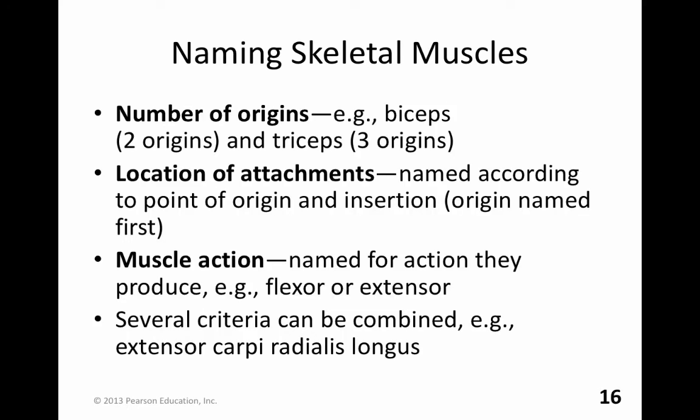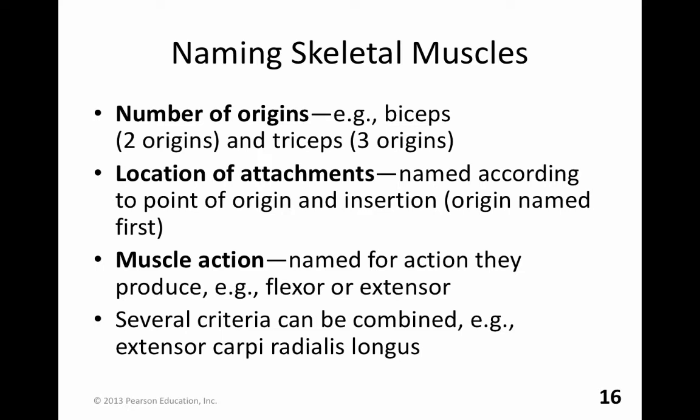We can also name them based on the number of origins. So when we're talking about biceps brachii or triceps, we are talking about biceps being 2 origins or triceps being 3. Location of attachment is also important, and they're named according to the point of the origin and insertion. Origin names are put first. Muscle actions are also part of skeletal muscle naming, so they can be named for actions they produce, i.e. a flexor or extensor. And sometimes several criteria can be combined to create one name.